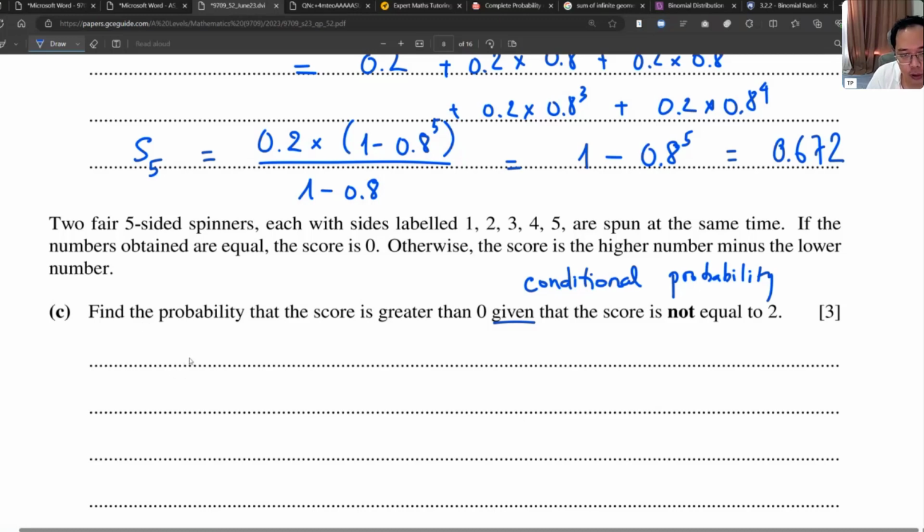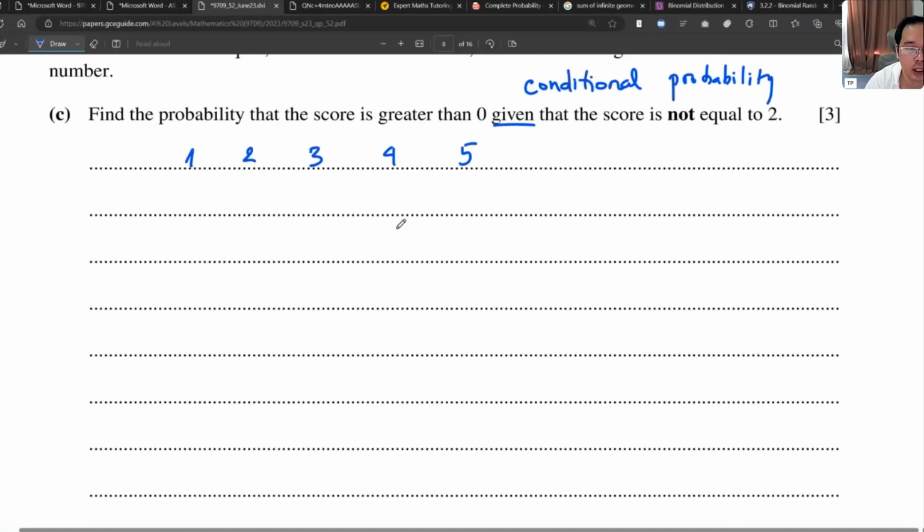On the first row here, I will write the 5 values 1, 2, 3, 4, 5. On the vertical direction, I write the values for the second spinner 1, 2, 3, 4, 5. The row here is the first spinner values. When the values of the 2 spinners spun at the same time are the same, meaning 1 and 1, we get the score 0. 2 and 2, 0. 3 and 3, 0, and so on.